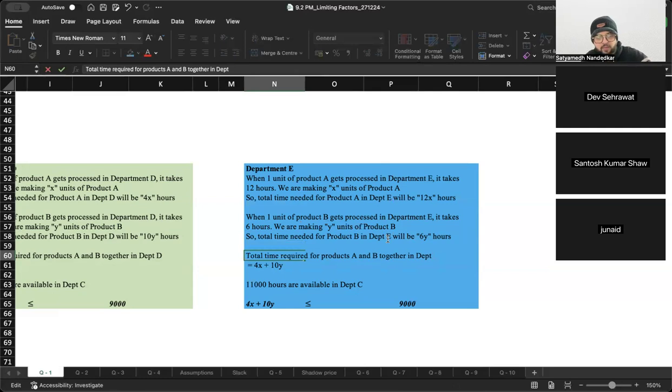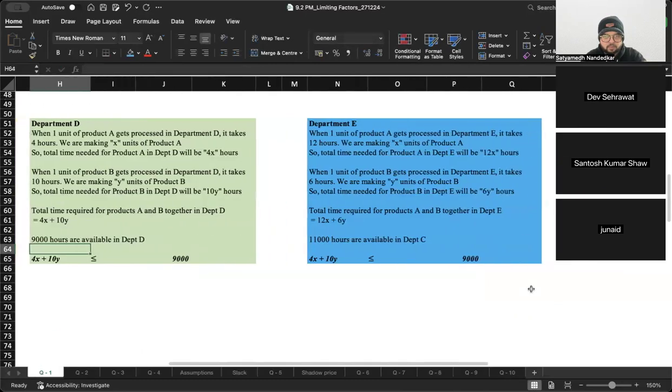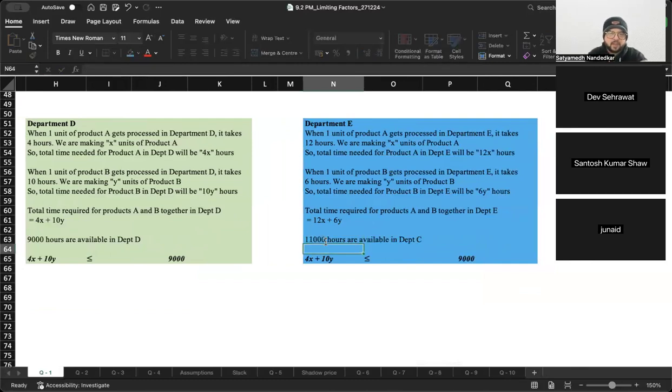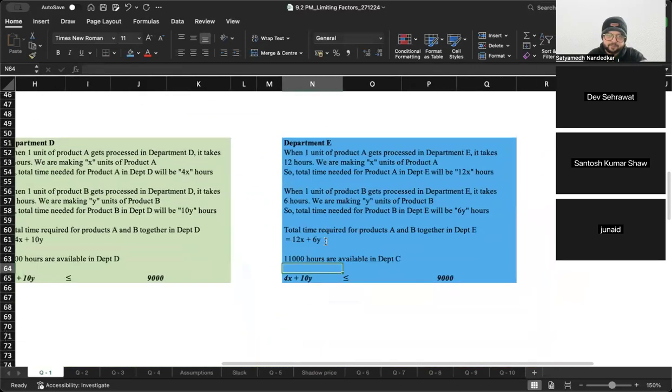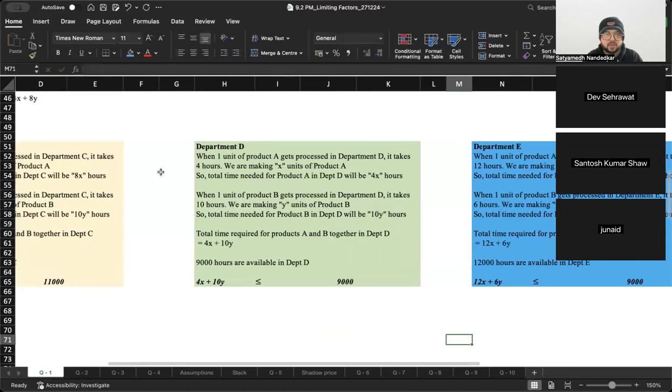Total time needed for both activities together will be 12x plus 6y. Available hours are 12,000. So 12,000 hours are available in department E. 12x plus 6y less than or equal to 12,000. These are the three inequalities which are basically our constraints.